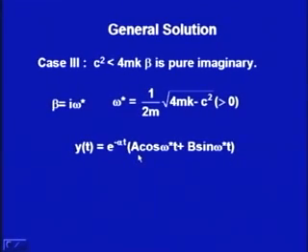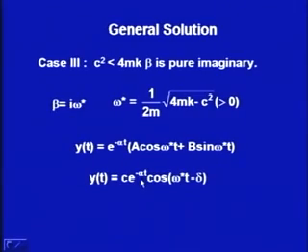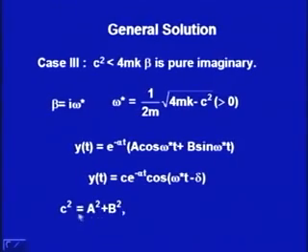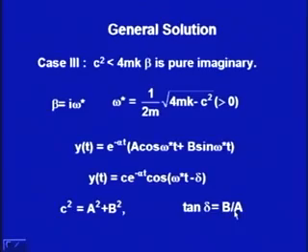By trigonometry, we know that we can rewrite this as c times e to the power minus alpha t cosine of omega star t minus delta, where c is such that c square is a square plus b square, and delta is such that tan of delta is b upon a.